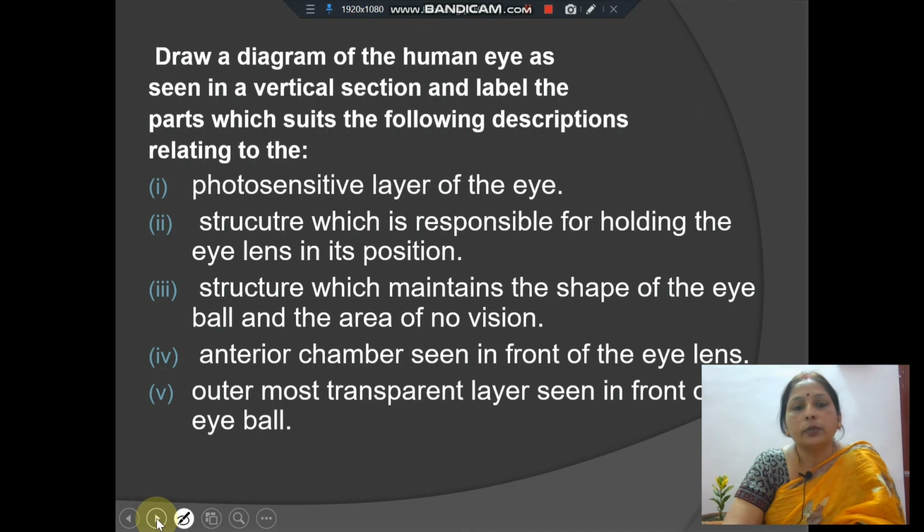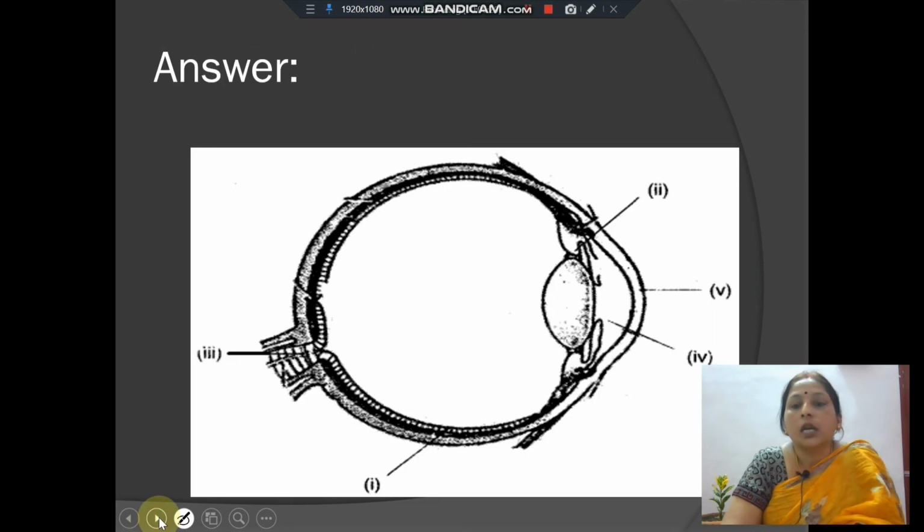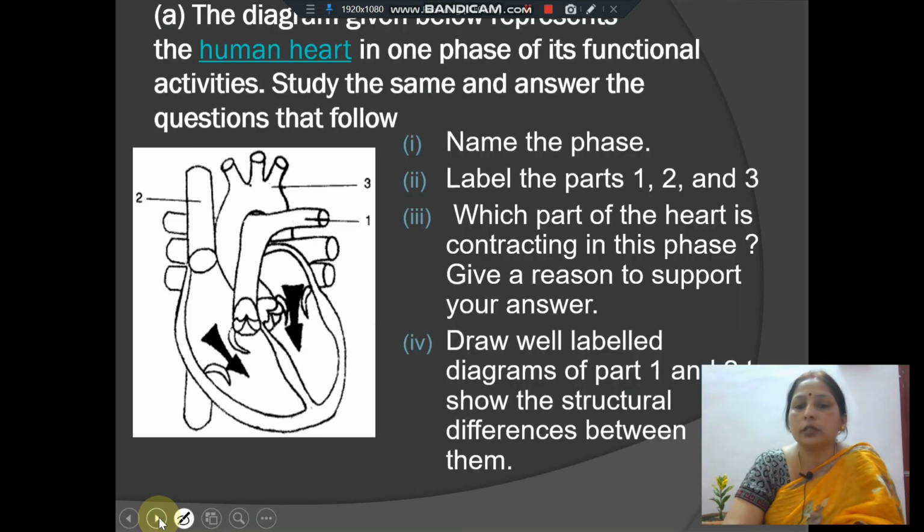Draw a diagram of the human eye as seen in vertical section and label the parts. Name the photosensitive layer, the structure which is responsible for holding the lens and maintaining the shape of the eyeball, the area of no vision, the anterior chamber, and the outermost transparent layer seen in front. So with the help of the diagram, I'll just explain. The part labeled 1 is the layer which is sensitive to vision. So the retina is sensitive to vision, and it contains rods and cone cells.